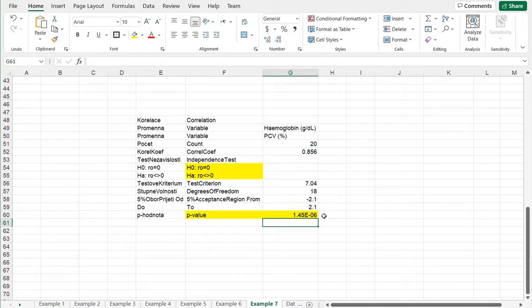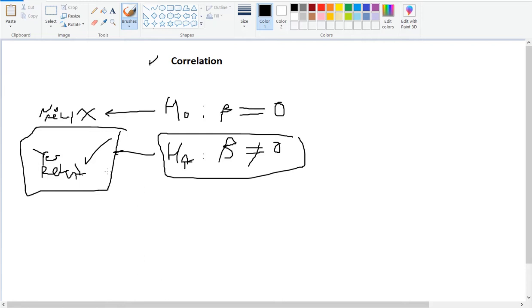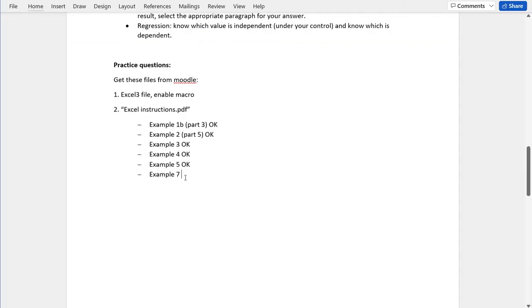What does that tell us? That means we reject the null hypothesis, and we take instead the alternative hypothesis, which is that rho does not equal 0. What does it mean when rho does not equal 0? Rho looks like this, by the way, just a side point. It means that yes, there is a relationship between hemoglobin and PCV with a level of confidence of 95%. So that is that easy example, and we are done with that.